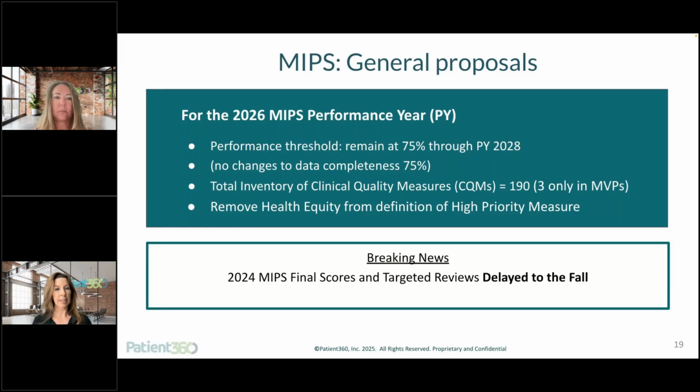Next slide. Advance. We do have some breaking news for you. We were going to tell you to watch out for the feedback in 2024. But we just got some breaking news that the 2024 MIPS final scores and targeted reviews, CMS apologizes, but they are going to be delayed until the fall. So we're kind of disappointed about that, as I'm sure you are, but we wanted to share that with you in case you had not heard it yet.